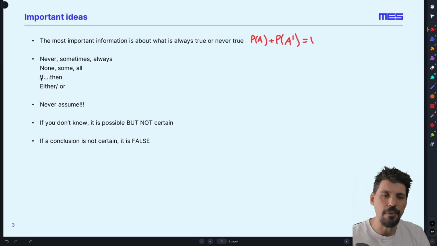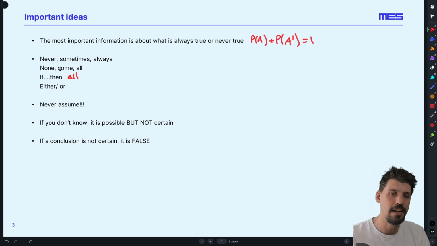We will also see some if-then statements, but I will talk about them as well, but this is essentially the same as an all statement. We just have to think about it a little bit more, and we'll go into that in a second. We can have either or, right, which is basically a sometimes.